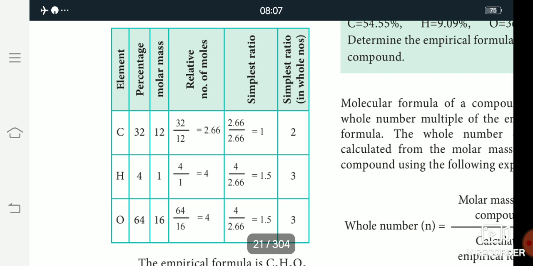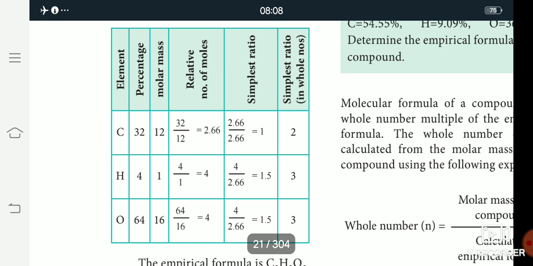Then the molar mass. Carbon atomic mass is 12, hydrogen atomic mass is 1, and oxygen atomic mass is 16. Then the relative number of moles. The relative number of moles is percentage divided by molar mass.